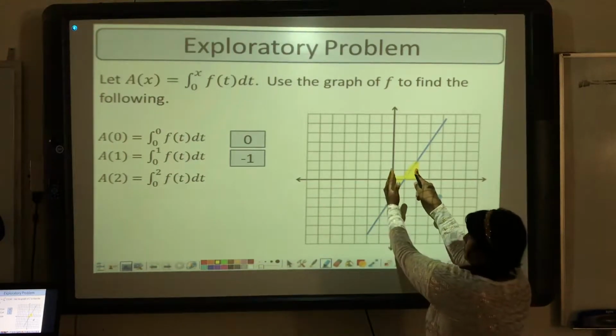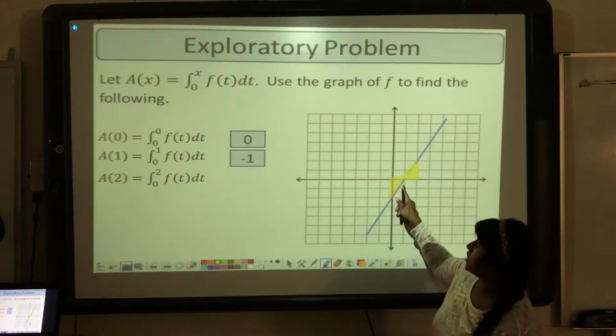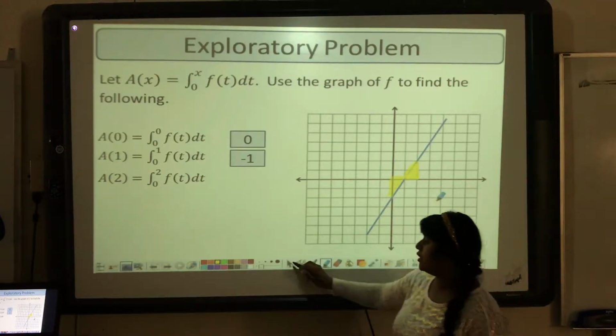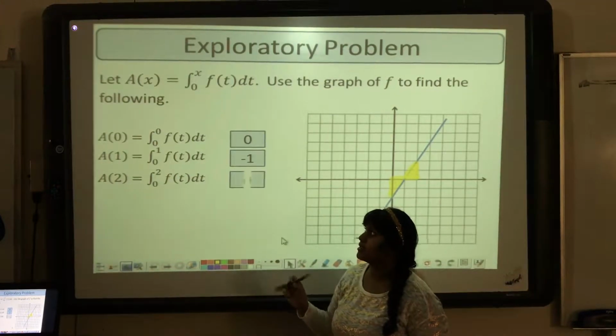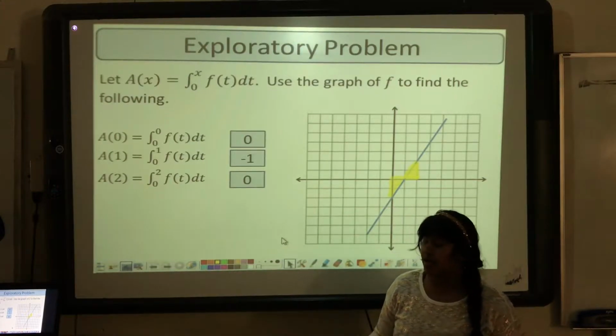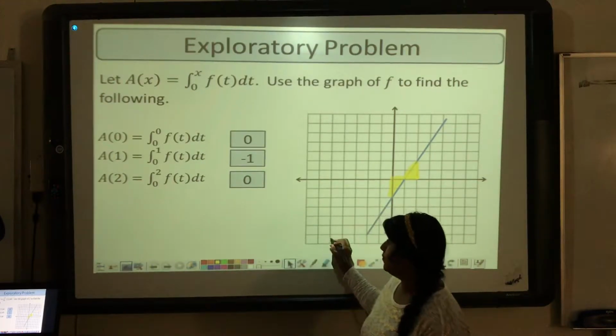So I know that this area right here is 1, but that's not quite the answer we're looking for. We're actually looking from 0 to 2, so I have to add these together. So -1 plus +1 just gives me 0. They cancel out. This is our net area. So I have a net area of 0.